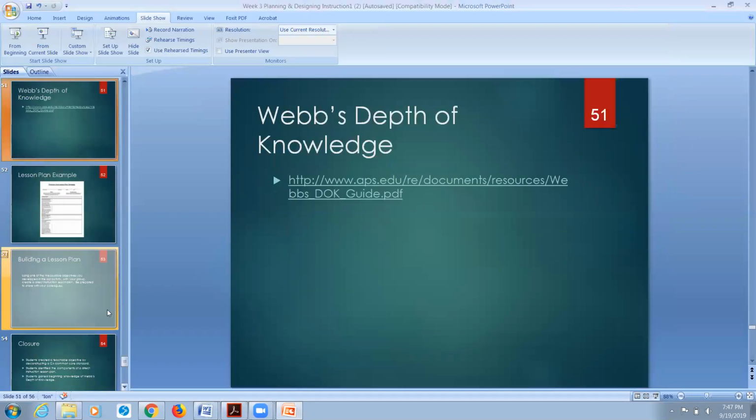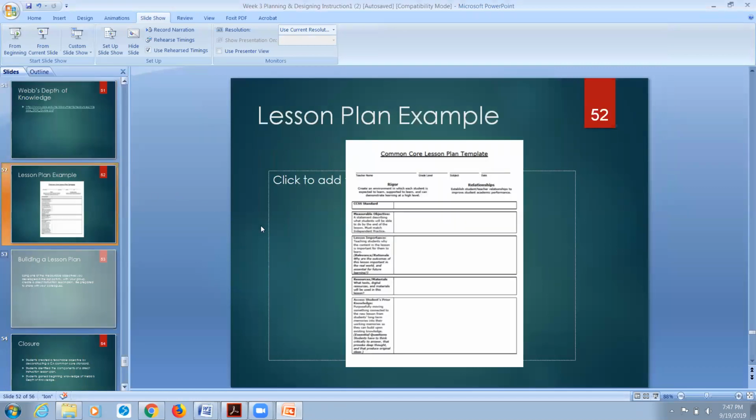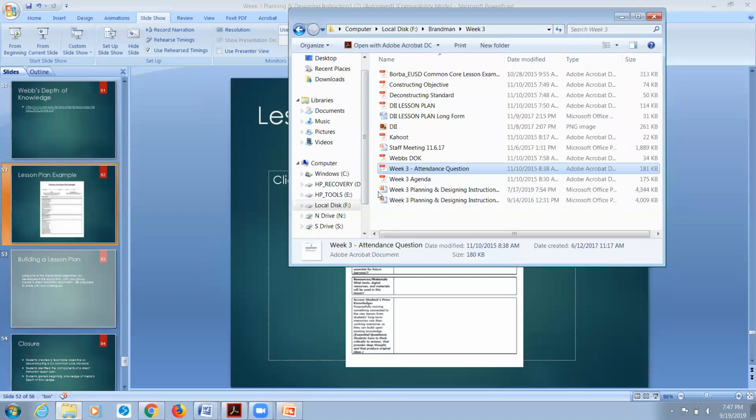And back to our lesson tonight. So this is the lesson plan template, and I'm actually going to stay in there, that I just went over with you.